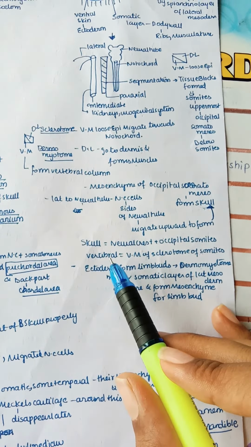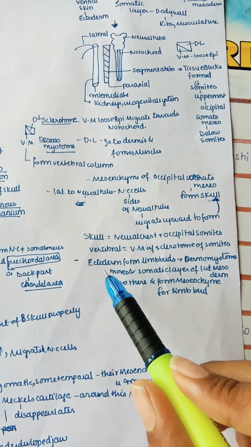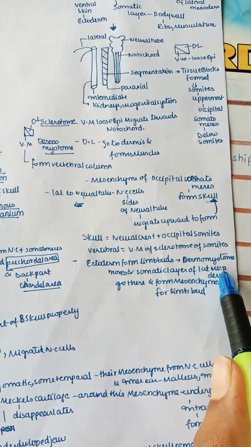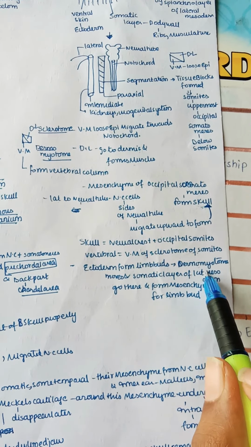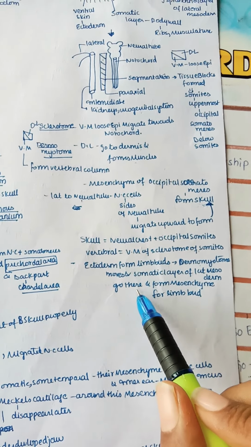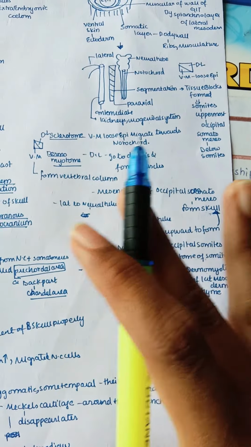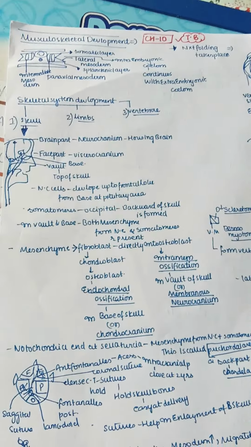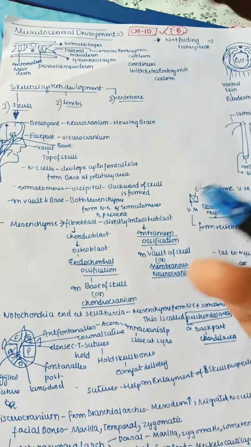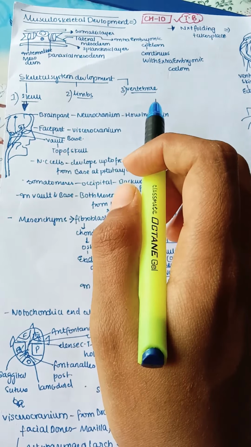The vertebral column is formed by the ventromedial part of the sclerotome of the somites, and the ectoderm forms the limb buds, mainly with the dermomyotome, which moves, and the somatic layer of the lateral mesoderm goes there and forms the mesenchyme for the limb bud. So this is how first we understand the introduction, like how all structures are formed. Now let us see in detail the development of the skeletal system, mainly skull, limbs, vertebra, etc.